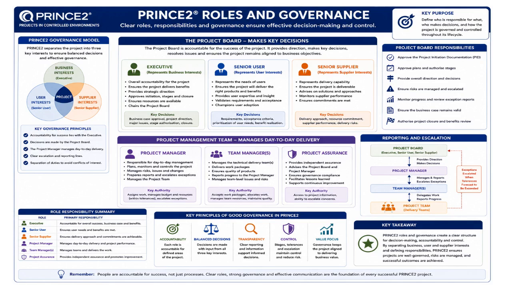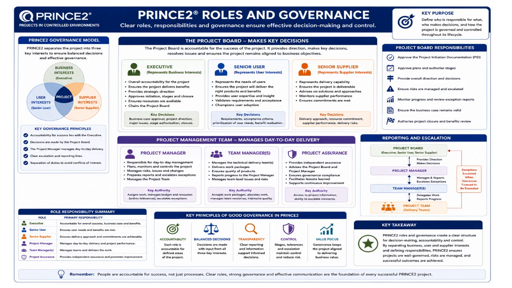This means delivery teams manage operational work, the project manager manages within agreed tolerances, and the project board only becomes involved when exceptions or major issues occur. This improves efficiency because senior leaders are not overloaded with operational details unless intervention is necessary. At the bottom left, the role responsibility summary reinforces the accountability structure. Each role has clearly defined responsibilities, reducing confusion and duplication of effort.